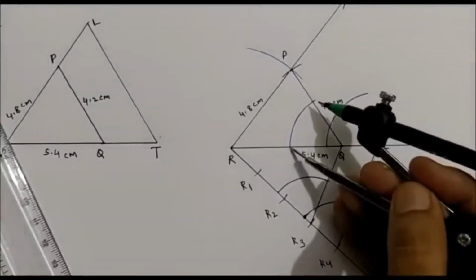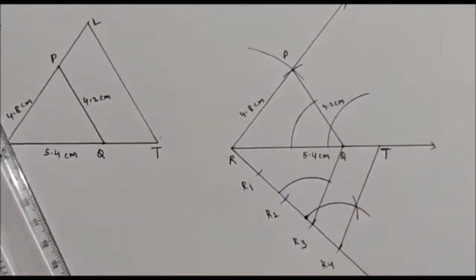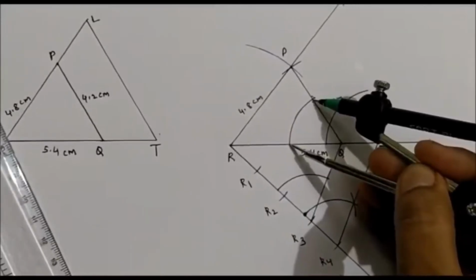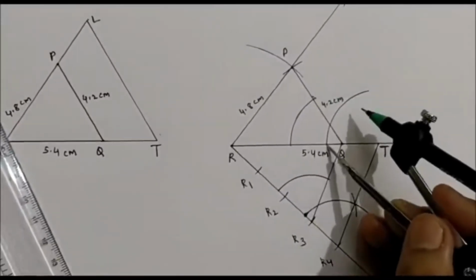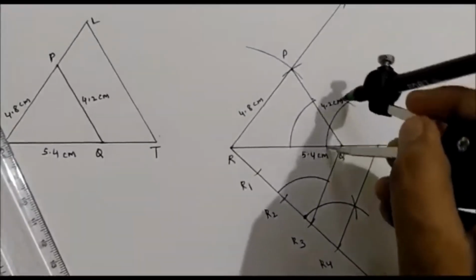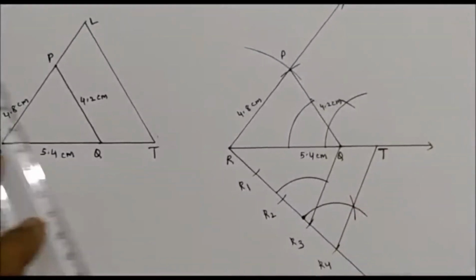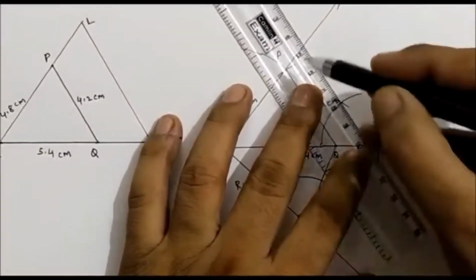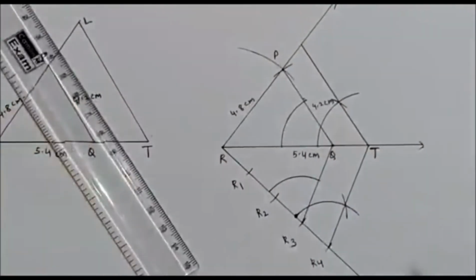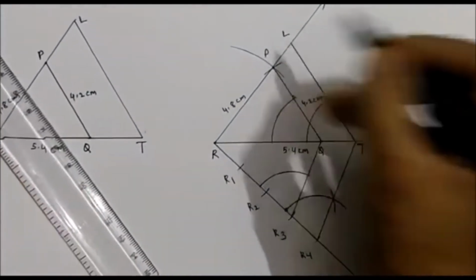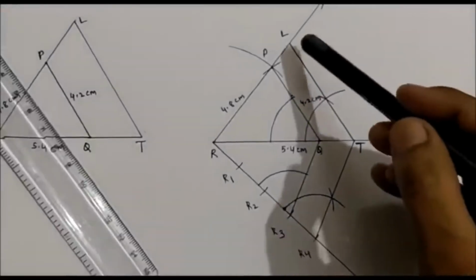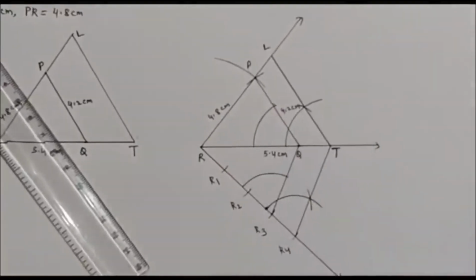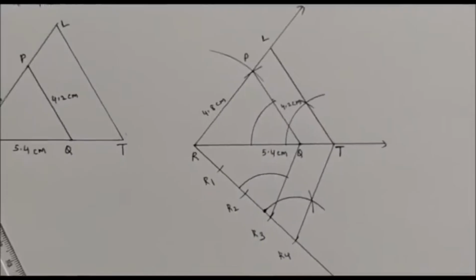Now take this distance. You can see, student, take this distance, and now keep it on this point and cut this arc once again, and with this point join point T now. And you can name this point L. Students, you can see that you got triangle LTR, and this is triangle PQR. Both are similar triangles. Do this construction.